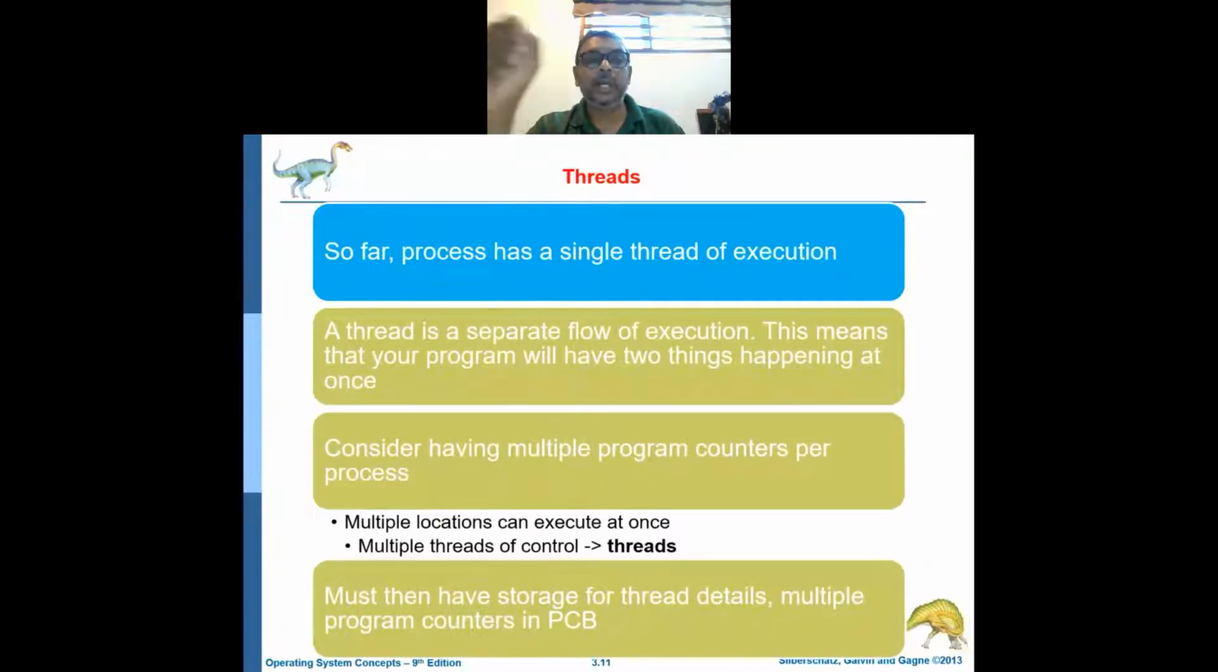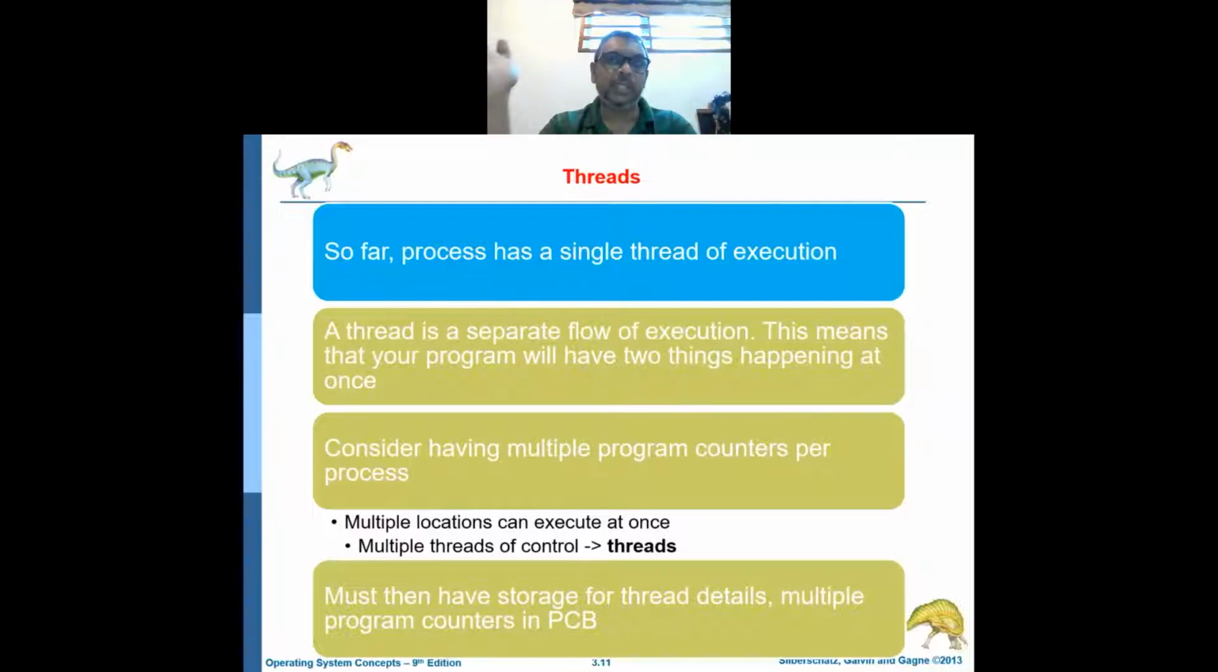Okay. Next, we also have threads. So far, what have we learned? We have learned about program and process. We said that one program can have multiple processes, correct? Now, if you go into threads, threads are sub-processes. Okay?